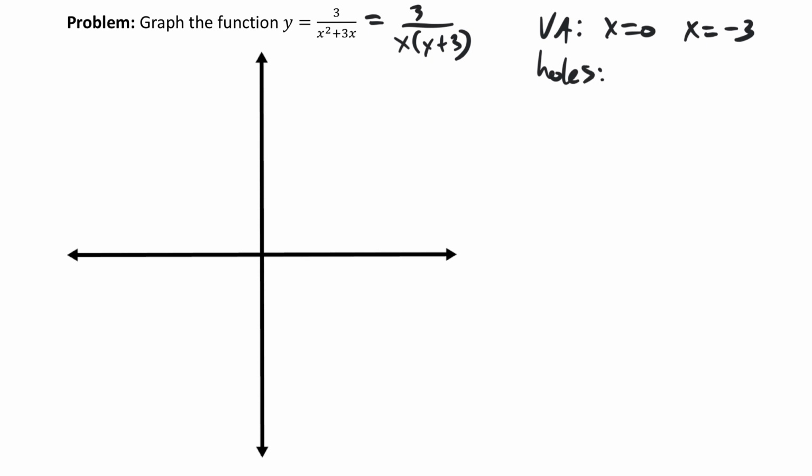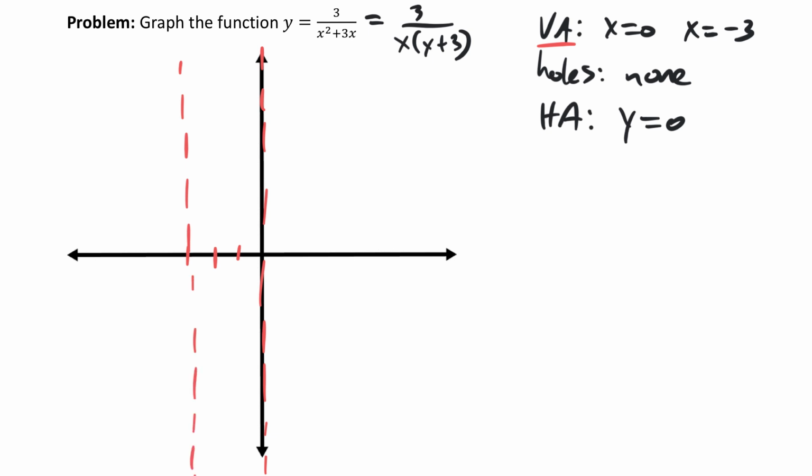Holes, none, no holes. Horizontal asymptote, it looks like it's going to be bottom heavy. The degree on the bottom is 2. It's bigger than the degree on the top, which is just 0. So it's going to give us a horizontal asymptote at y equals 0. So let's go ahead and do those vertical asymptotes at 0 and at -3. And let's do that horizontal asymptote at y equals 0.